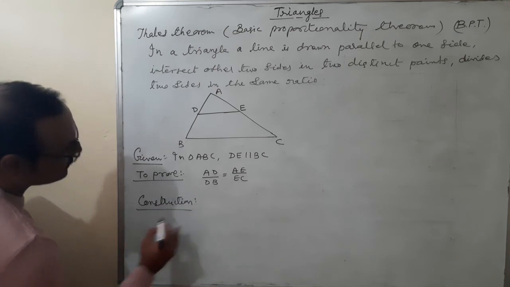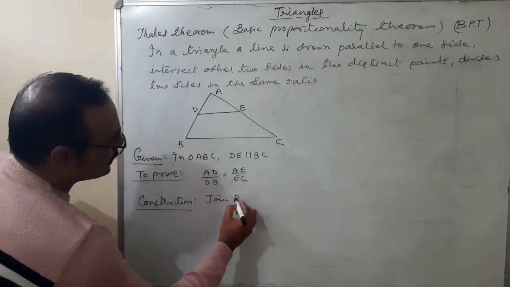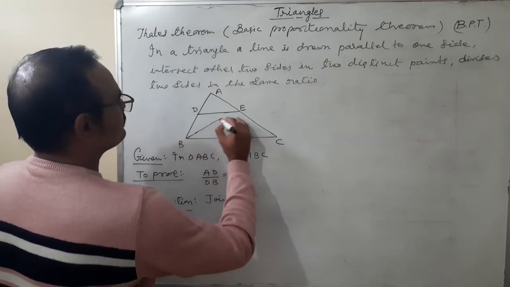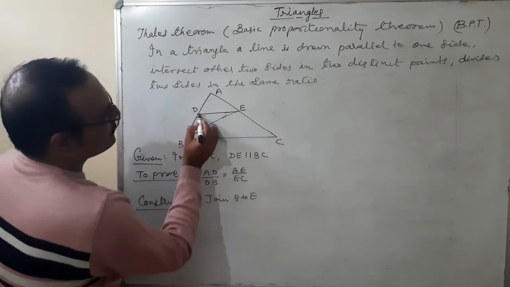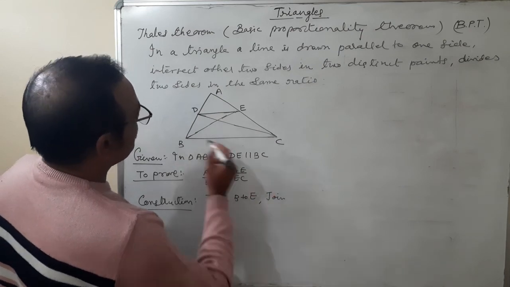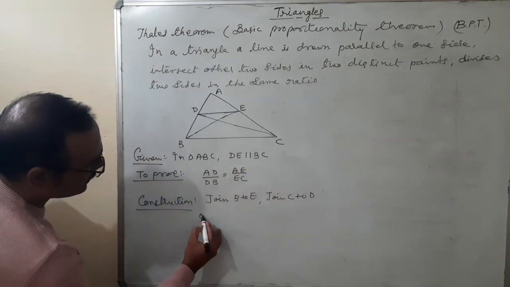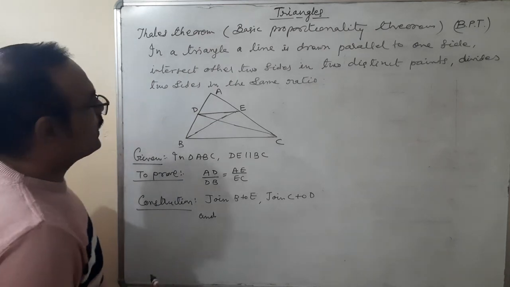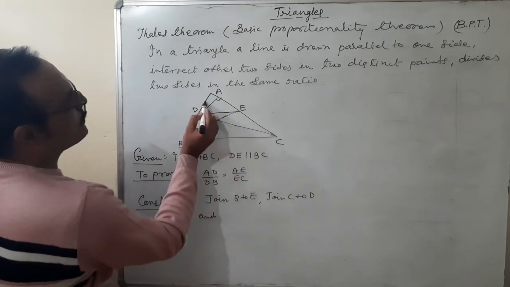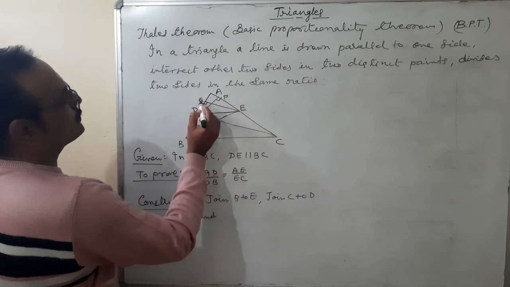Construction. In construction, join B to E, join C to D, and as I told you, perpendicular is required. So two perpendiculars are required. One is this and second perpendicular is this. I will give the name here. Suppose it is P and that is Q.